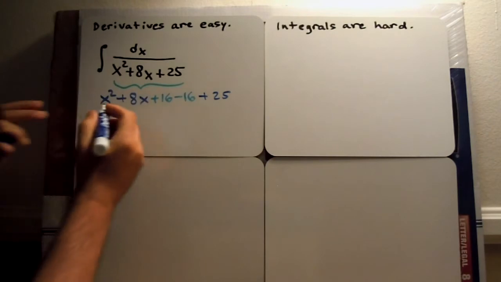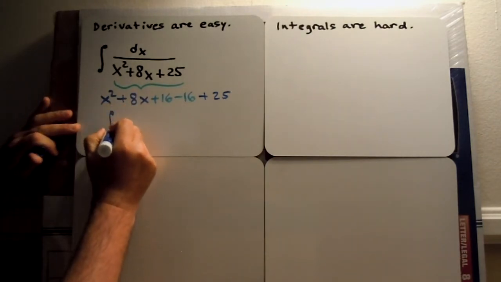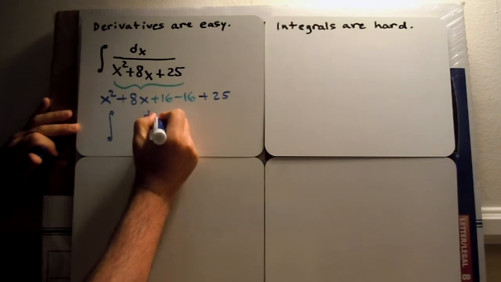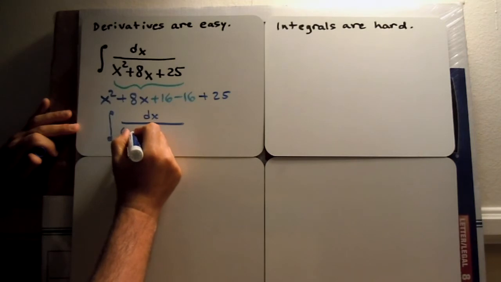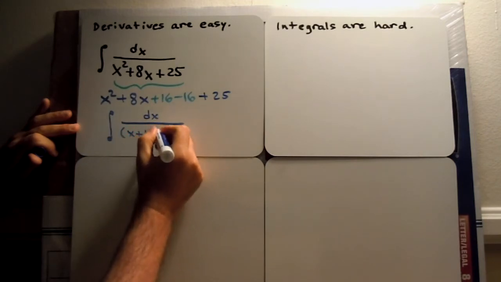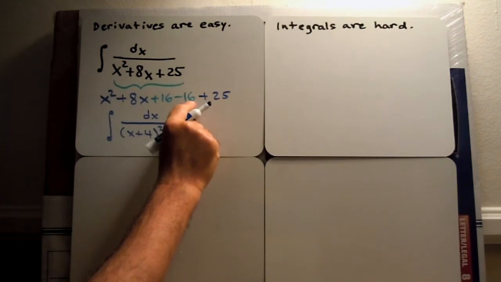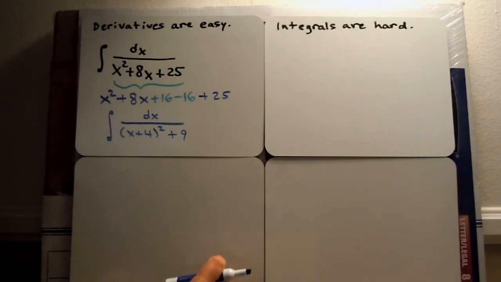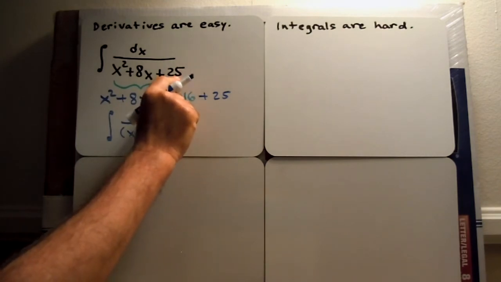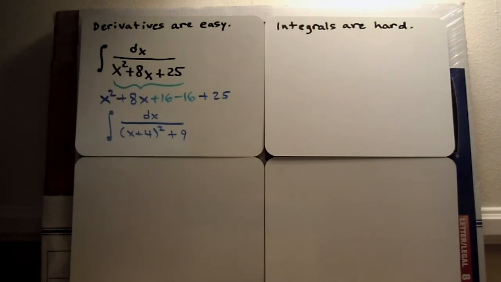So we can rewrite this integral as the integral of dx over, and then x squared plus 8x plus 16 would be the equivalent of x plus 4 quantity squared, and then minus 16 plus 25 would give you plus 9. Of course, you could have from the beginning just simply split up 25 into 16 plus 9. But now it looks like something that maybe we can get our hands on. It looks kind of like another form we have, the arctan form. So let's see how we could do this.